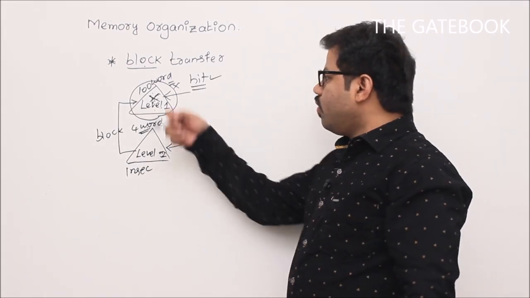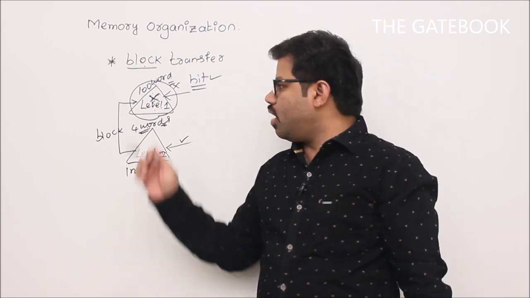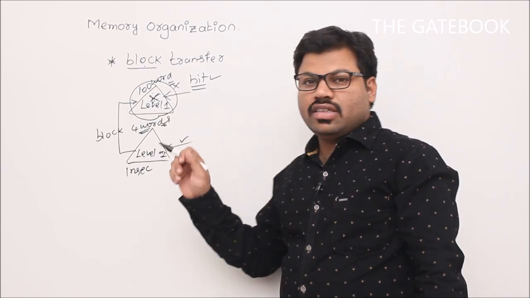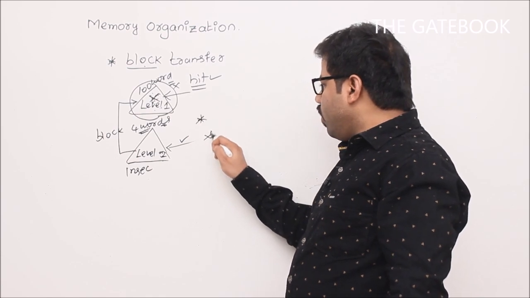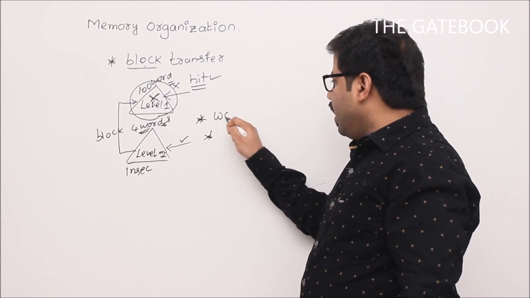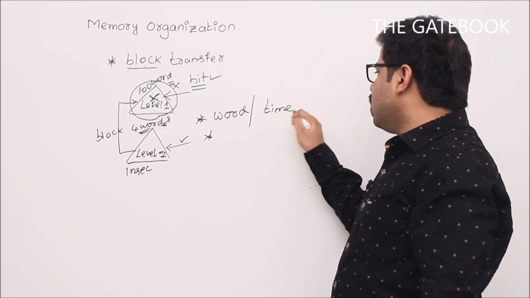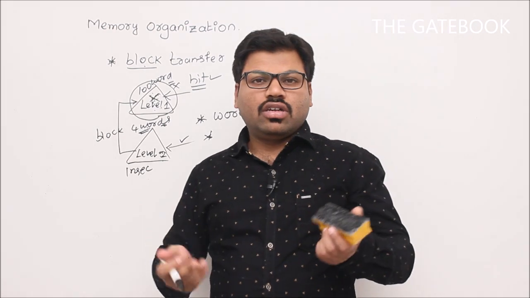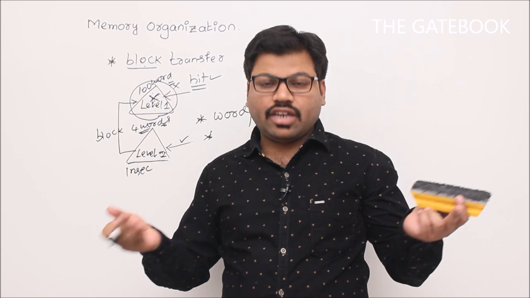Otherwise, if you bring only one word, next time he will access the next location and that might not be available in level 1, then again you will go. There are two things we will discuss. Whenever you are accessing a memory, each word you access takes some time. Remember it. If you access one word, it takes 1 unit of time. To access 2 words, it requires 2 units of time. If you access 10 words, then 10 units.